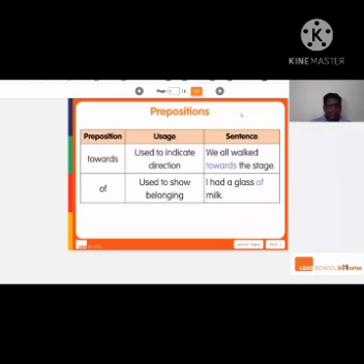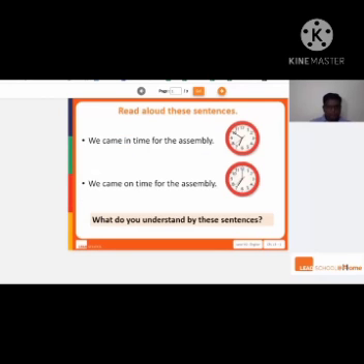Of. The preposition of is used to show belonging. It will usually tell you the belonging. I had a glass of milk. I had a glass of water. That tells you the belonging. Glass of what? Milk. I had a glass of milk. So this is how we use different types of prepositions.